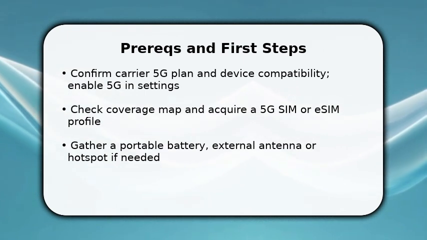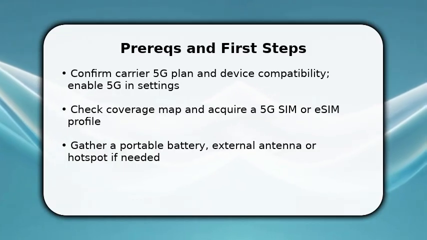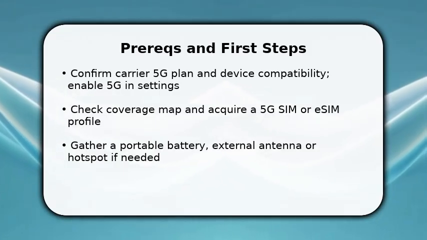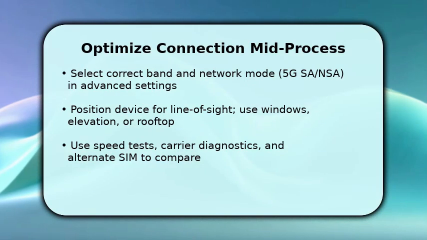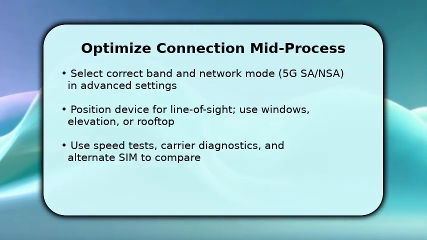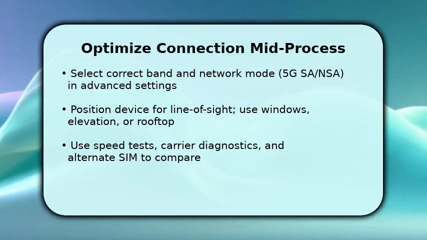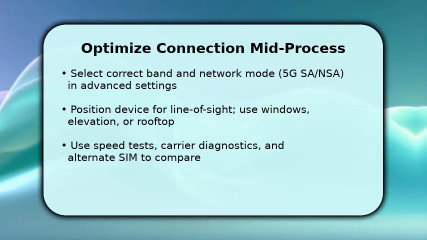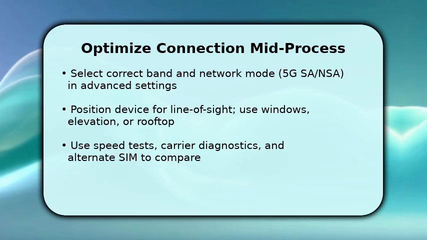You now optimize the live connection by choosing the appropriate band and network mode, standalone or non-standalone, through advanced settings if available. Next, reposition your device for the best line of sight. Try near windows, higher floors, or an outdoor rooftop to reduce obstructions.